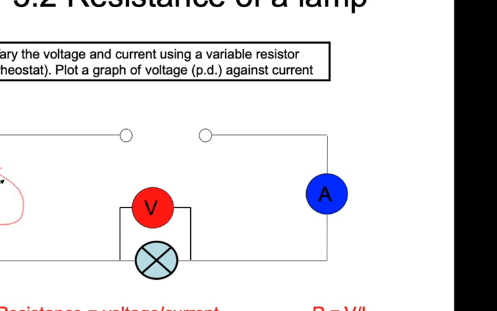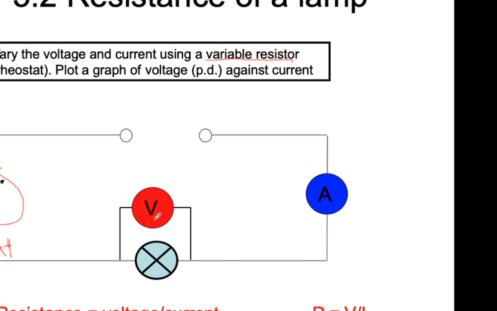So here would be our symbol for a rheostat, and a rheostat, most simply put, is just a variable resistor. So something where you can vary the resistance, right? You can change how many ohms of resistance this rheostat is applying.